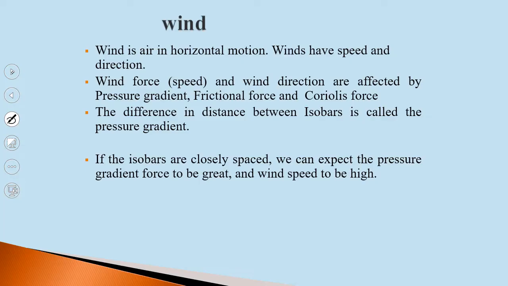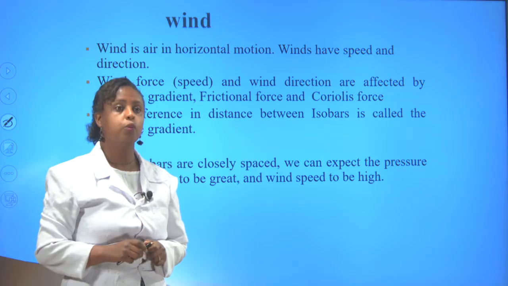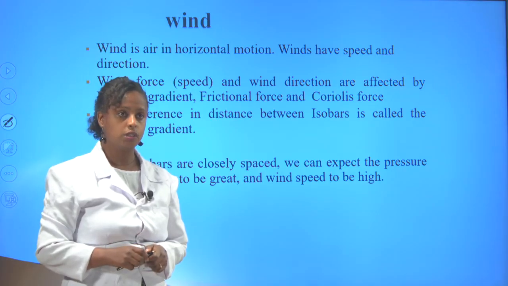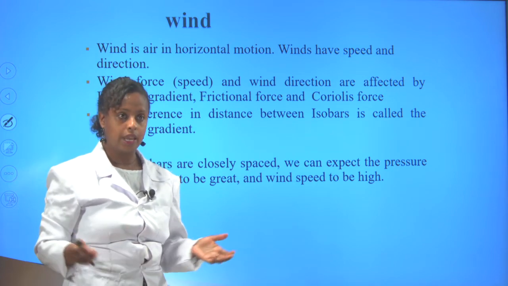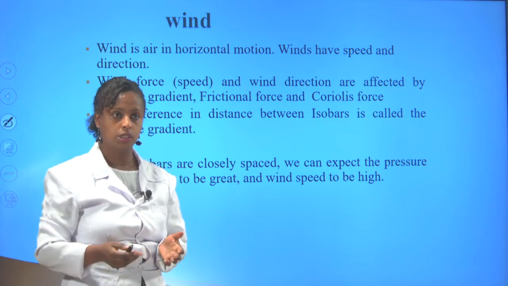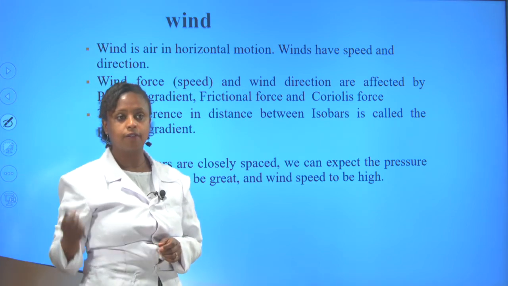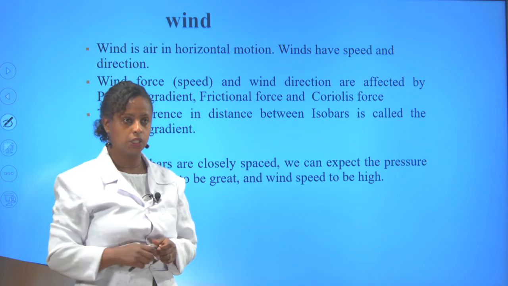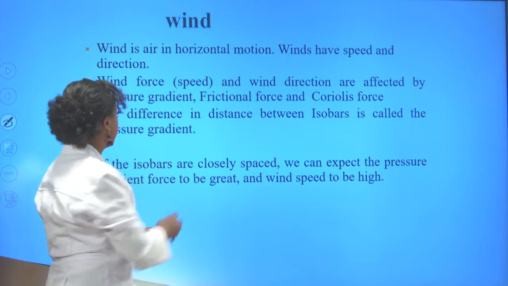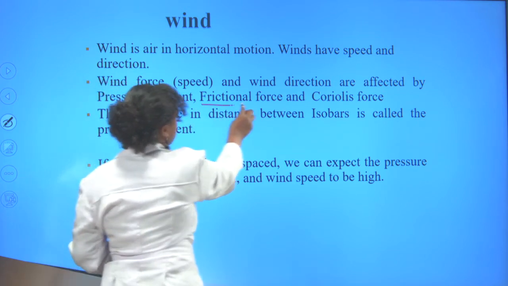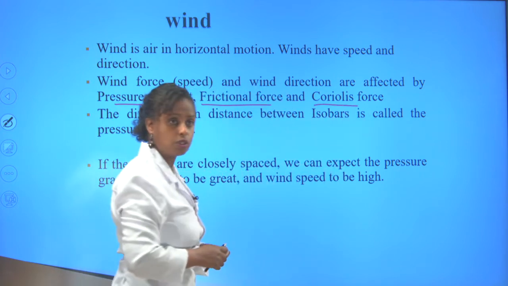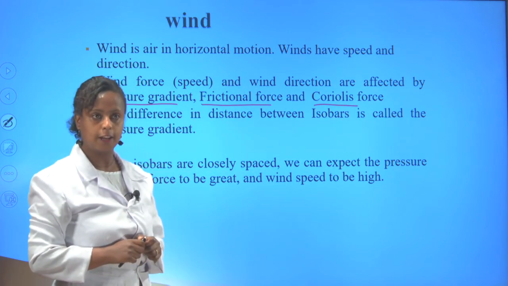Wind is also another element of weather and climate. Students, I think you have learned about wind in your lower grade level. Do you remember what wind means? Good. Wind is moving air. It has a horizontal motion. It also has a speed and direction. There are forces which affect wind speed and wind direction. These are pressure gradient, frictional force, and Coriolis force.